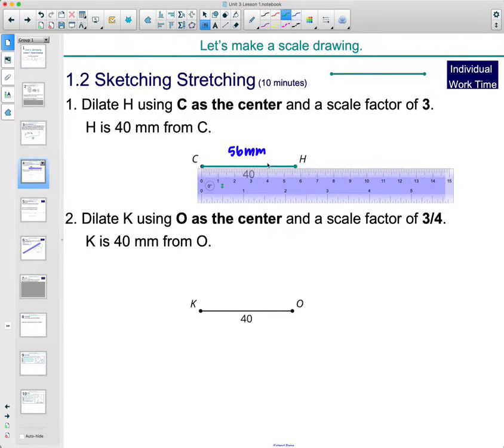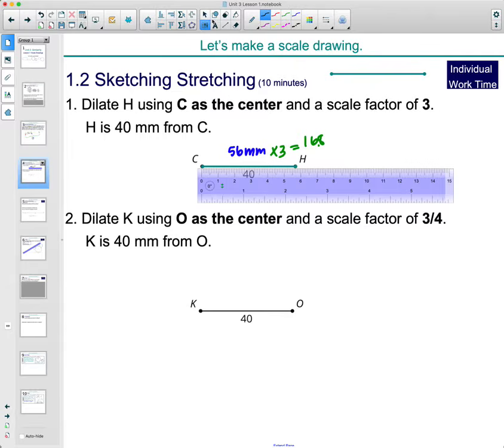And then the scale factor here is 3. So I'm going to multiply this by 3, which will give me 168 millimeters. That's where I'm going to need to place H prime. So that's actually 16.8 centimeters, which is too long for me to get here. So I'm just going to do this a couple of times.